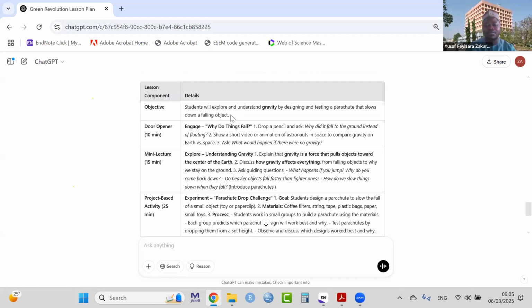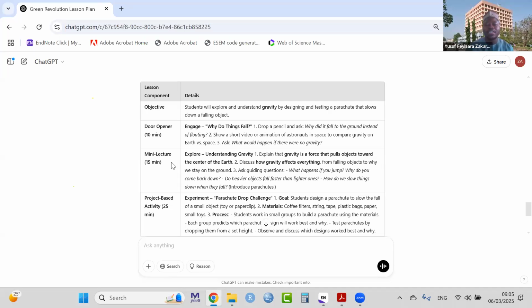It states the objective, the learning outcome. Then it has an icebreaker. The icebreaker is using inquiry here because I can see engage. Why do things fall? Then some student can say you can drop a pen and ask, why did it fall to the ground instead of floating? You can show a short video or animation of astronauts in space to compare gravity on Earth versus gravity in space. You can ask the question, what would happen if there were no gravity? This is the icebreaker, just to start the class, a kind of introduction.